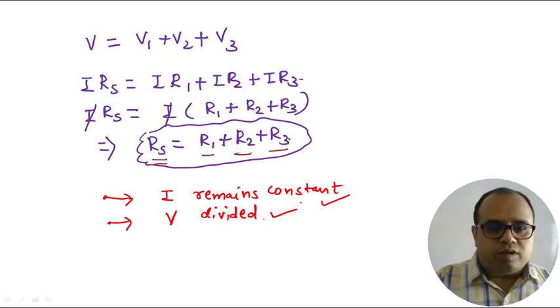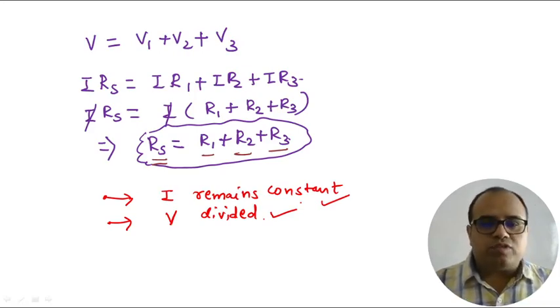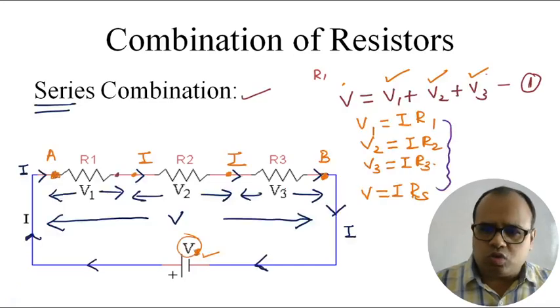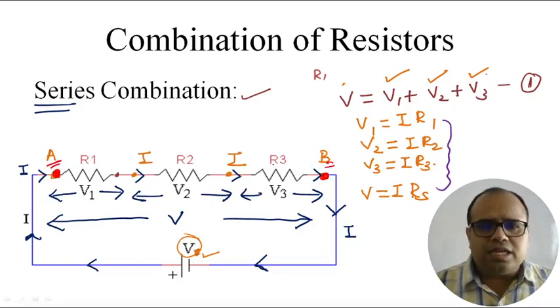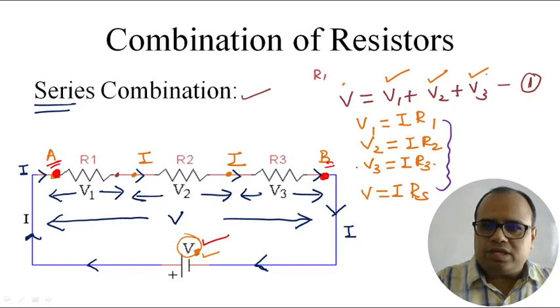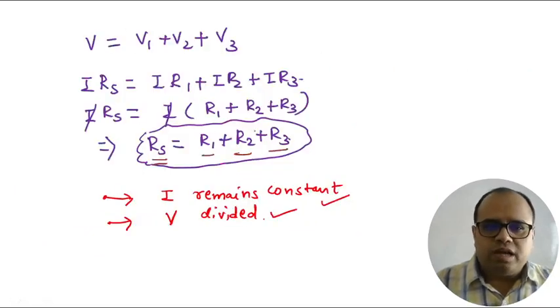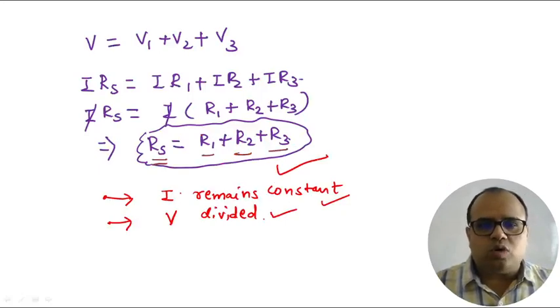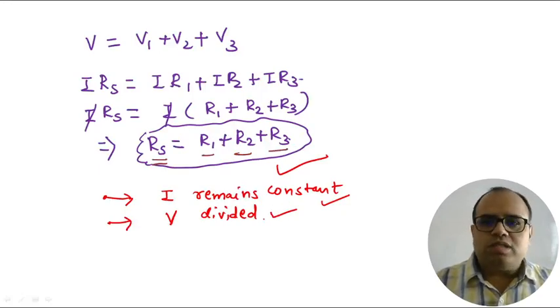Then we'll be talking about the parallel combination of resistors, but before that I just want you to summarize this. Do remember that potential difference V is produced across these two points A and B, and R1, R2, R3 are connected in series between these two points. Because of that potential difference V, current I is flowing through the combination. And when we substituted the values and solved it, we got the resultant resistance RS equals R1 plus R2 plus R3. I hope that this is clear to you.